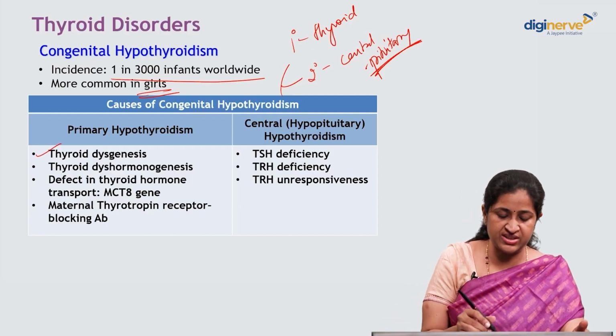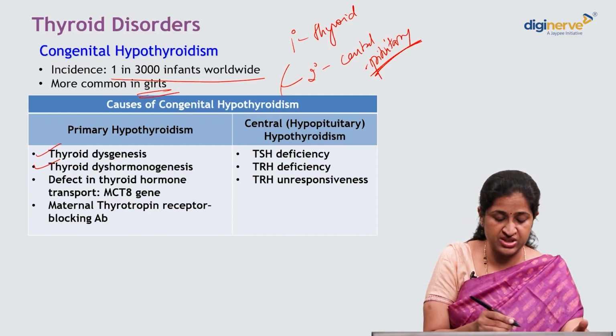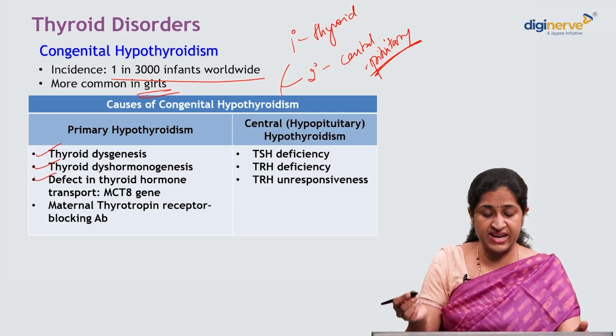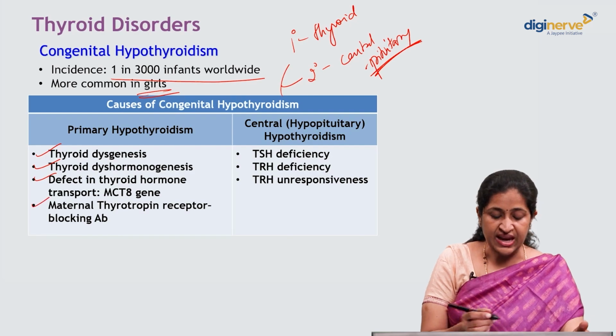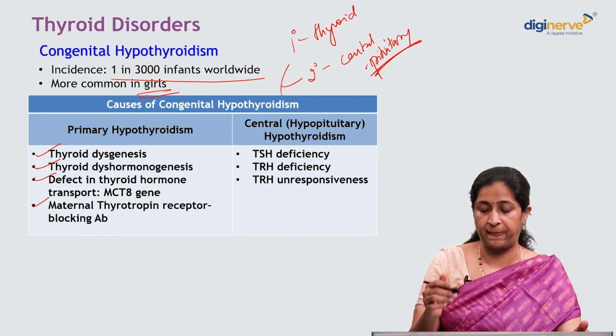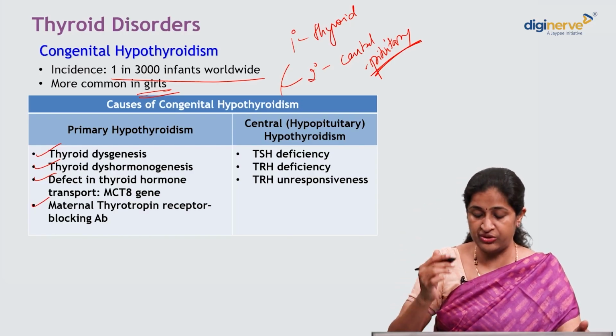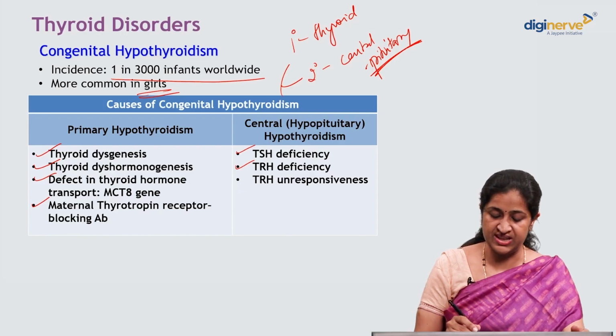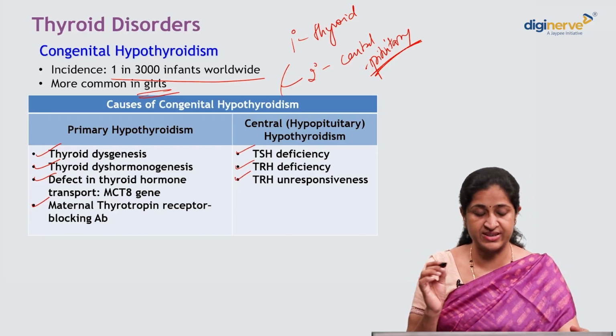So primary causes are thyroid dysgenesis, thyroid dyshormonogenesis, defect in thyroid hormone transport because of the MCT8 gene defect, and maternal thyrotropin receptor blocking antibodies present in the blood. Central or pituitary induced hypothyroidism is due to thyroid releasing hormone deficiency and thyroid releasing hormone unresponsiveness.